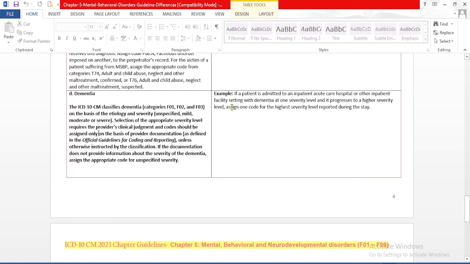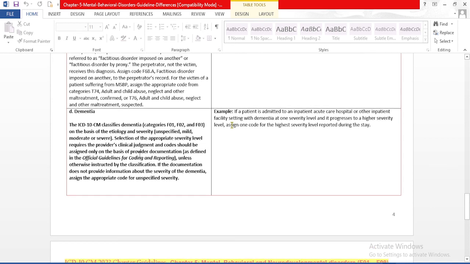The ICD-10-CM classifies dementia categories F01, F02 and F03 on the basis of the etiology and severity. If we take severity, we can classify it as unspecified, mild, moderate and severe. Selection of the appropriate severity level requires the provider's clinical judgment and the code should be assigned only on the basis of the provider documentation unless otherwise indicated by the classification. If the documentation does not provide information about the severity of dementia, assign the appropriate code for unspecified severity. So, in order to code dementia, we need to check the dementia severity first, whether it is unspecified, mild, moderate, or severe. If we don't find any severity in the documentation, we need to code unspecified dementia.